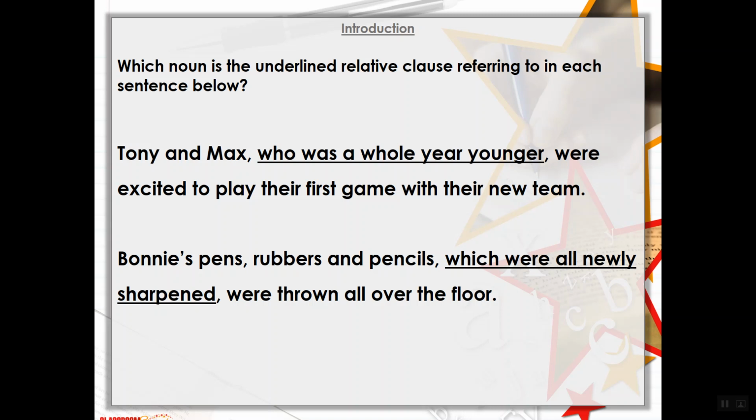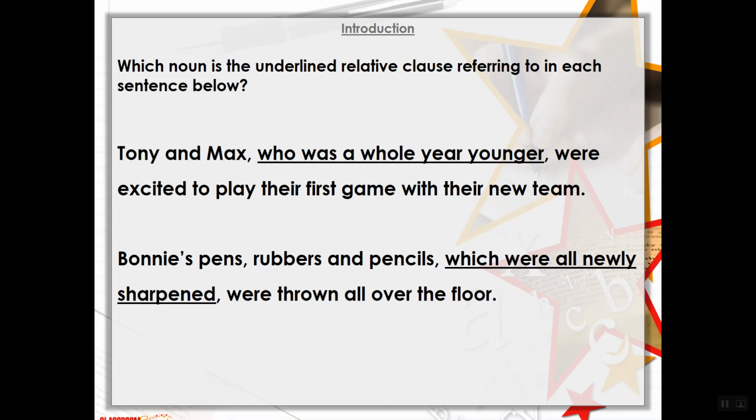So let's read the first sentence. It says, Tony and Max, who was a year younger, were excited to play their first game with their new team. Who was a whole year younger? Is that Tony or Max? Let's read that again. Tony and Max, who was a whole year younger, were excited to play their first game with their new team. You're right. So Max is a year younger than Tony. So the relative clause is describing Max.